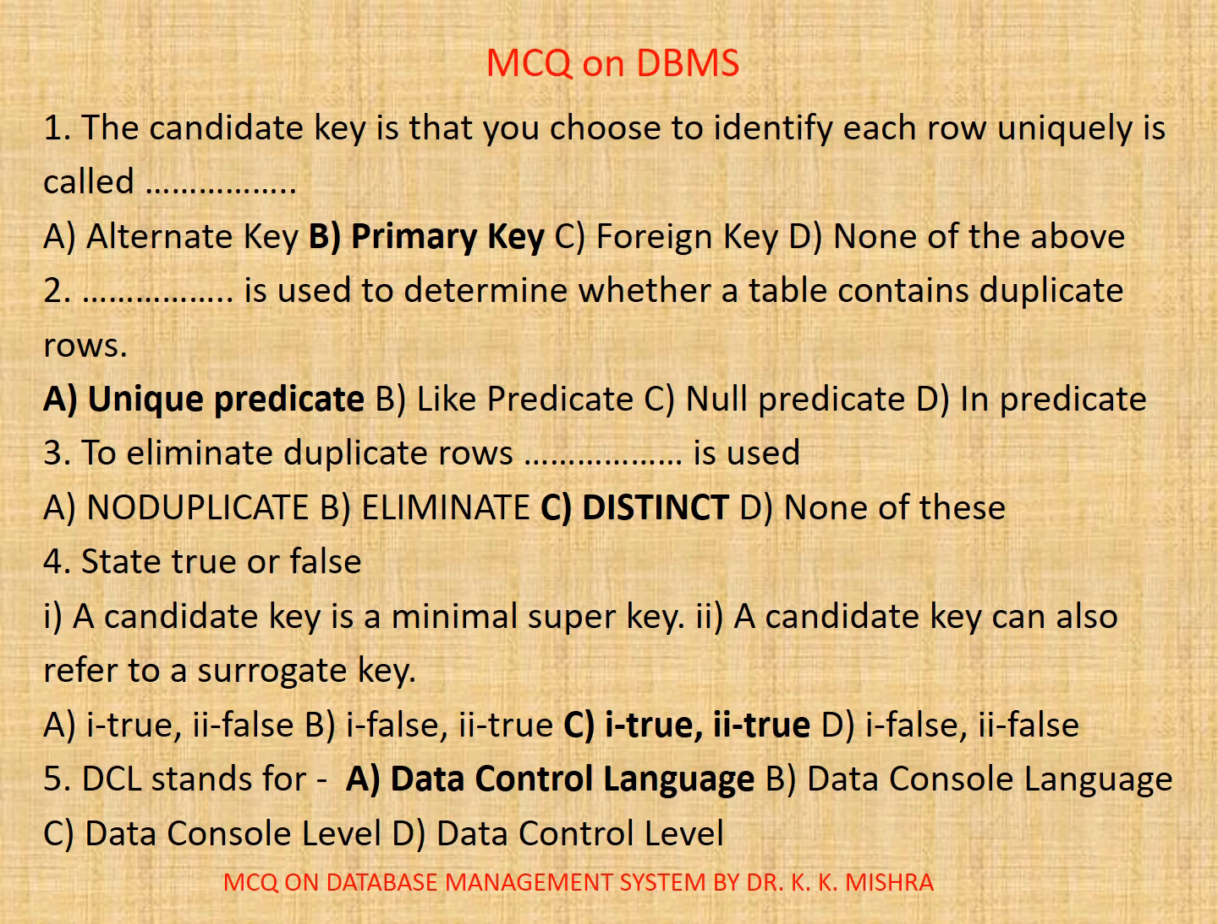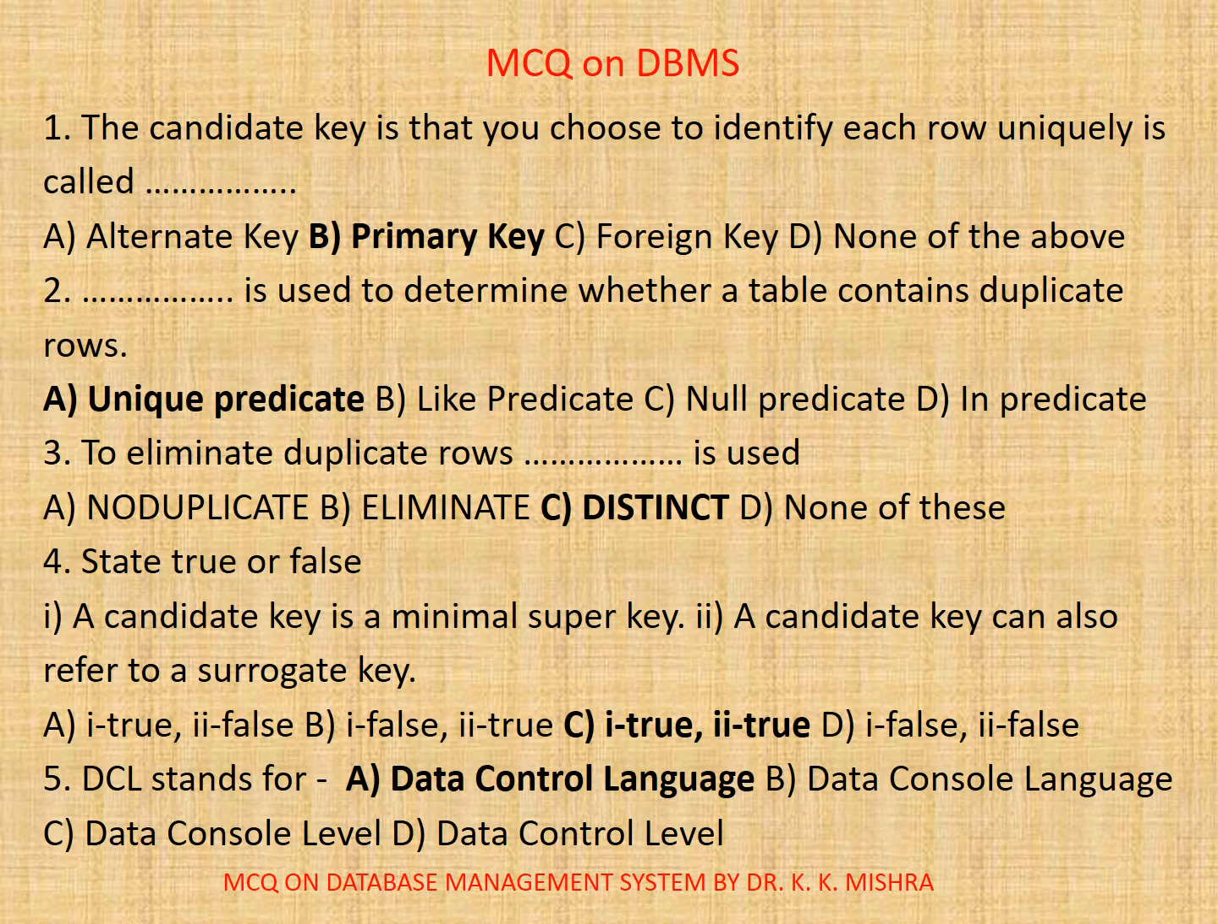Question number 1. The candidate key that you choose to identify each row uniquely is called dash. Options are A. Alternate key, B. Primary key, C. Foreign key, D. None of the above. Correct option is B. Primary key.